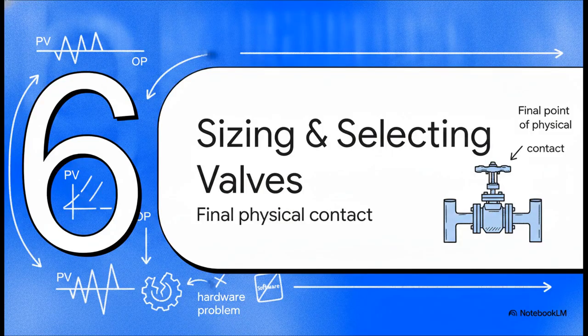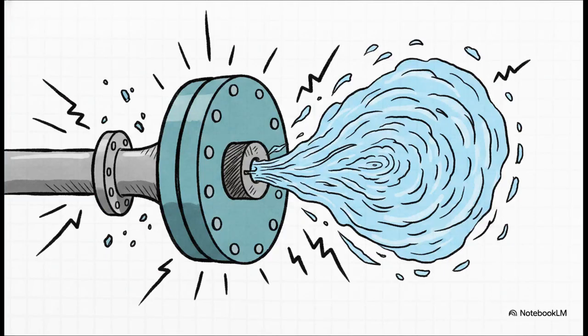Which brings us to Section 6, Sizing and Selecting Valves, the final point of physical contact. When your PV is erratic, but the software is doing everything right, you don't have a code problem, you have a hardware problem. Usually, it's an oversized control valve. People love to add massive safety margins when designing systems, so they end up buying these huge valves. But an oversized valve spends its whole life barely cracked open. The slightest output movement causes massive flow changes. You get severe hunting, violent chattering where the valve literally slams against its seat, and accelerated wear and tear. It gives you incredibly touchy, erratic control exactly when you need precision the most.